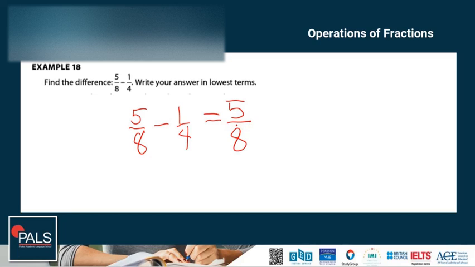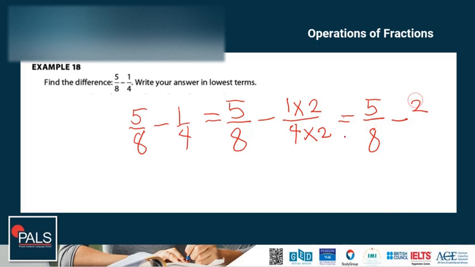Let's rewrite it. Minus 1 over 4. This one we need to multiply by 2 so that the denominator will be the same. So we have 5 over 8 minus 1 times 2 is 2, 4 times 2 is 8. The answer is 5 minus 2 is 3, then the denominator 8. So 3 over 8 is the answer.